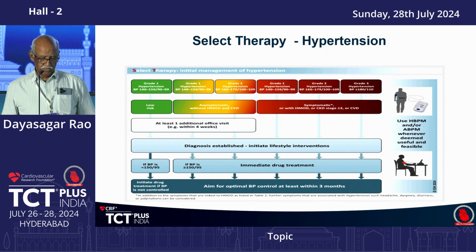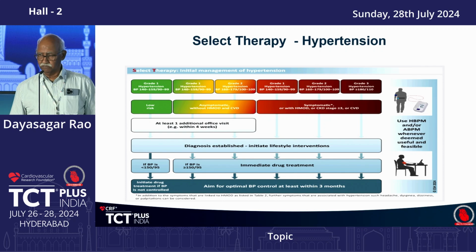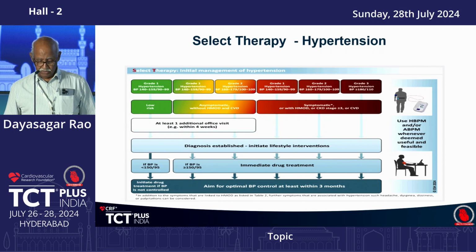So once you assess, confirm the diagnosis of hypertension, evaluate for the presence of secondary hypertension, evaluate coexisting vascular events and risk factors, then comes choosing the therapy. Select the therapy for hypertension. As I said, if it is only grade 1 hypertension with no other risk factors, probably you need to give lifestyle management at least for a period of 3 months before you move on to pharmacotherapy.